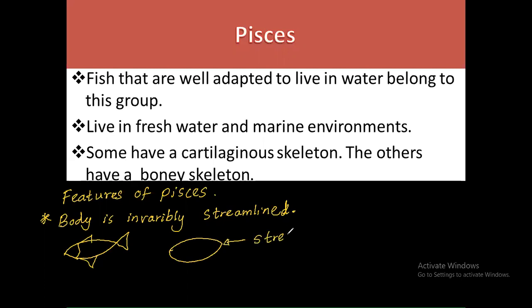How is this shape useful for them? Streamlined shape. Because it is easy for them to go through the water. They live in water, and this shape is really useful for them to cut down the water. Through the water, easily they can cut down the resistance and they can go forward.